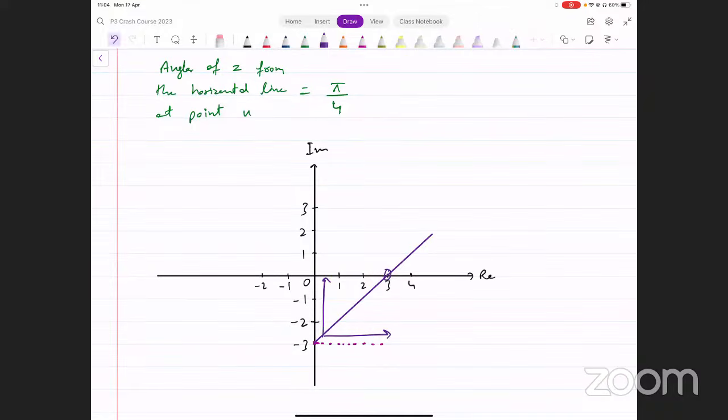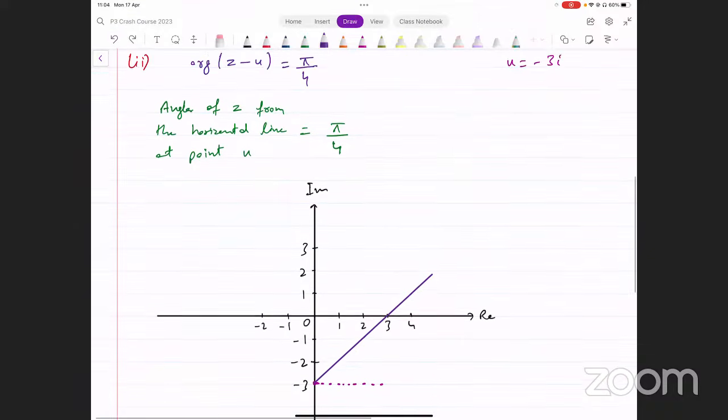That is really important. So point z, therefore, could be anywhere on this line, such that this angle that you have here is pi over 4. Point z could be anywhere on this line. So this is where point z could be.